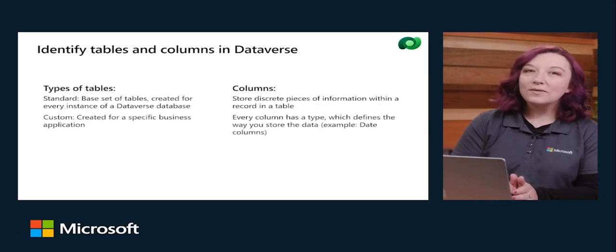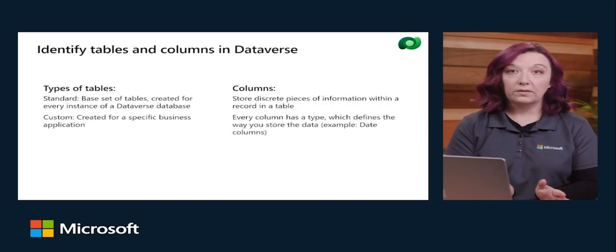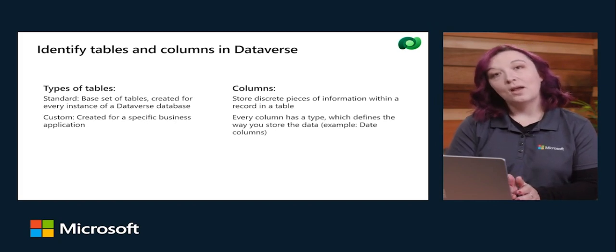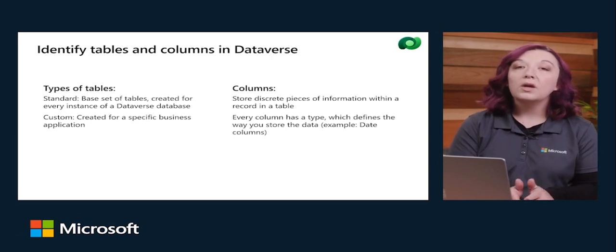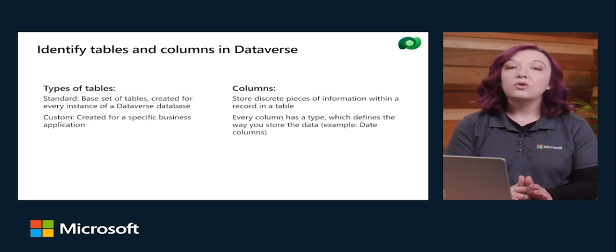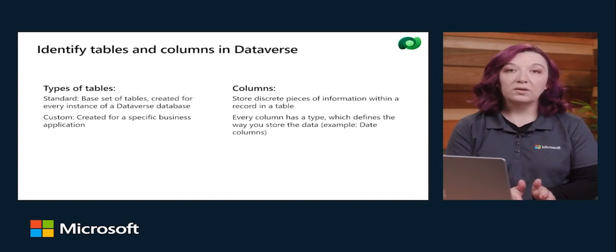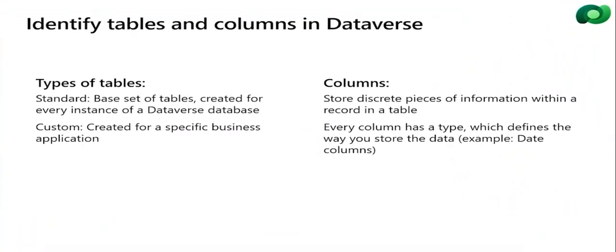Next, we have some crucial components of Dataverse: tables and columns. When you are building your data structure, you want to consider what type of table you're organizing your data in. Just like they sound, standard tables are going to be pretty standard. They're the base set of tables that are created for every instance of a Dataverse database. So if you have a Dataverse, you already have standard tables. And these are built on the common data model. So you'll have some pretty familiar fields already populated, like accounts and contacts and activities.